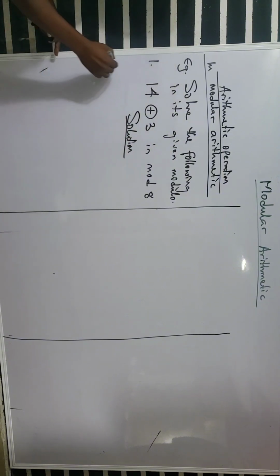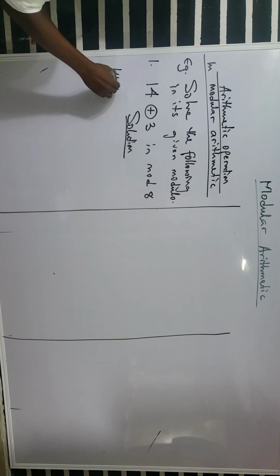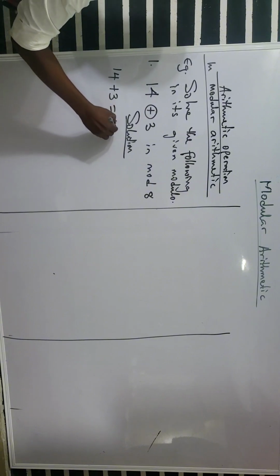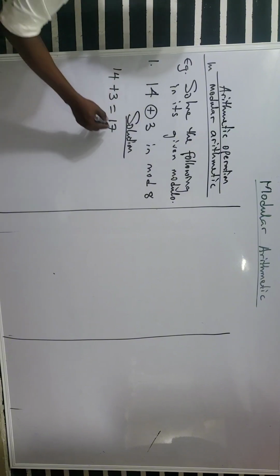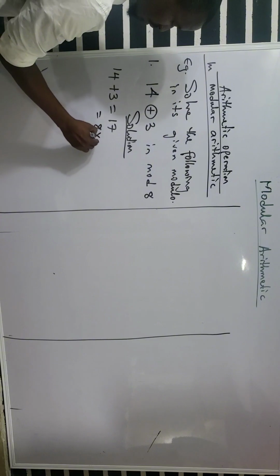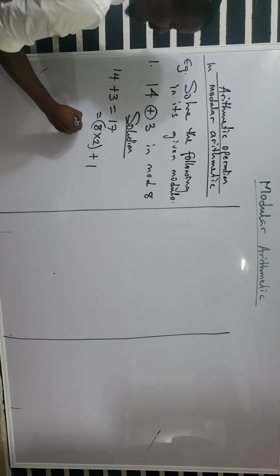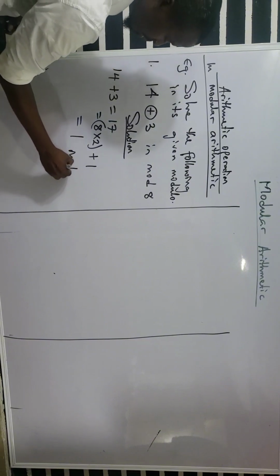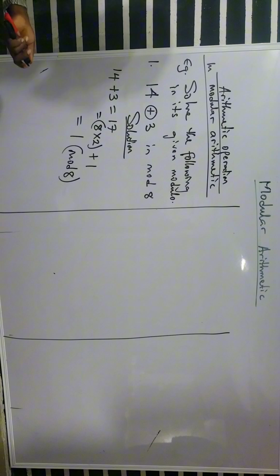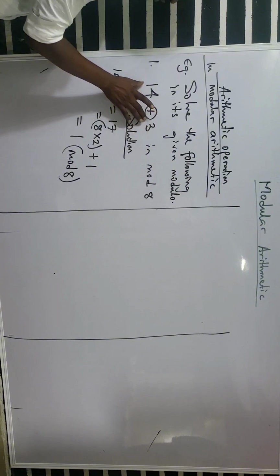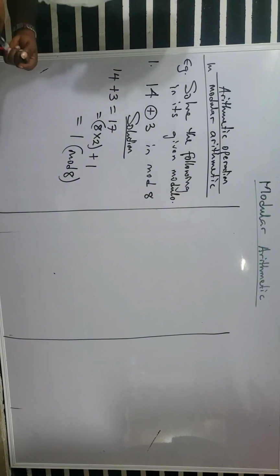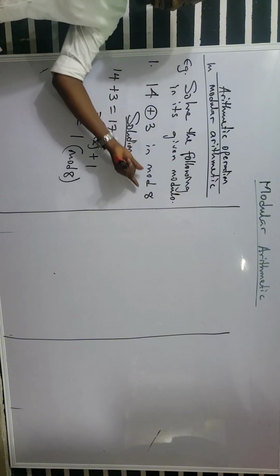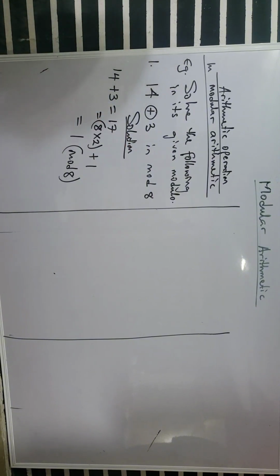The shortest way to do that is to first go and do your 14 plus 3, which will give you 17. You now convert your 17 to modulo 8. So 17 modulo 8 will give us 8 times 2, which is 16, plus 1. That will give us 1 modulo 8. You can see how simple that is. Whenever you have addition of two numbers, all you need to do is add the two numbers, get your answer, then change the number to the given modulo.